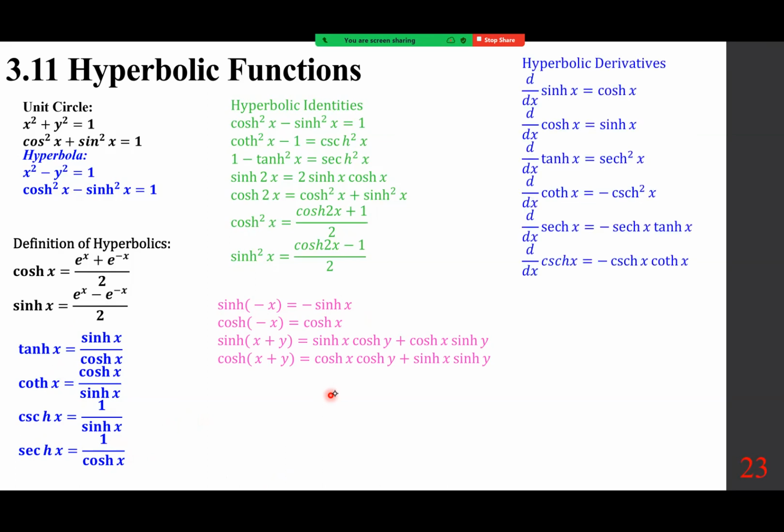And then we have the derivative function. The derivative of sinh x is cosh x. If you remember, the derivative of cosine was negative sine, but in this case, that's not the case. The derivative of cosh is sinh, so on and so forth.